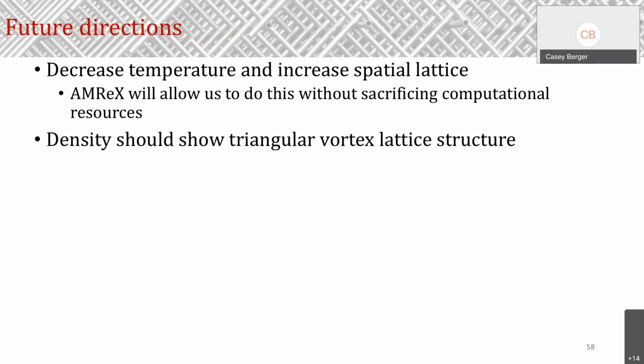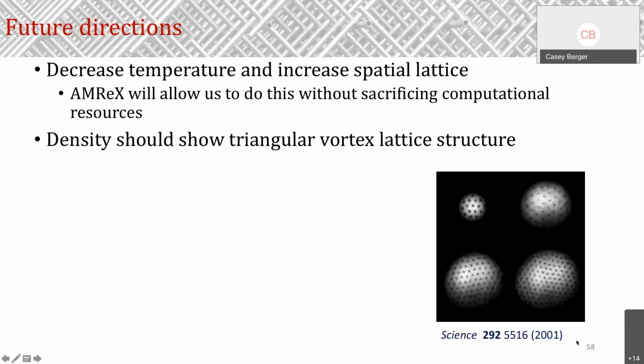We'd like to see triangular vortex lattice structure in the density. So way back at the beginning of the talk, I showed you this picture. You can see these triangular lattices basically made out of the vortices. This is the lowest energy configuration. So we want to see, as we go to really low temperatures, not only do we want to see vortices appearing, but actually arranging themselves in a triangle.